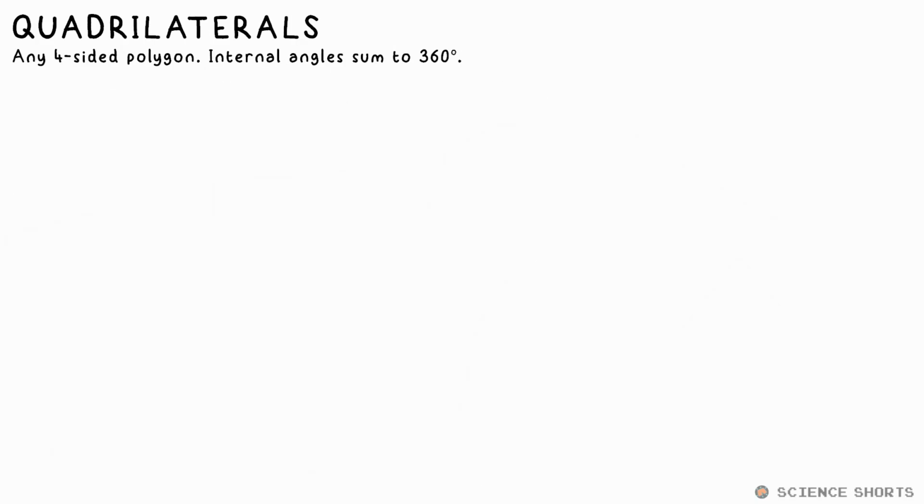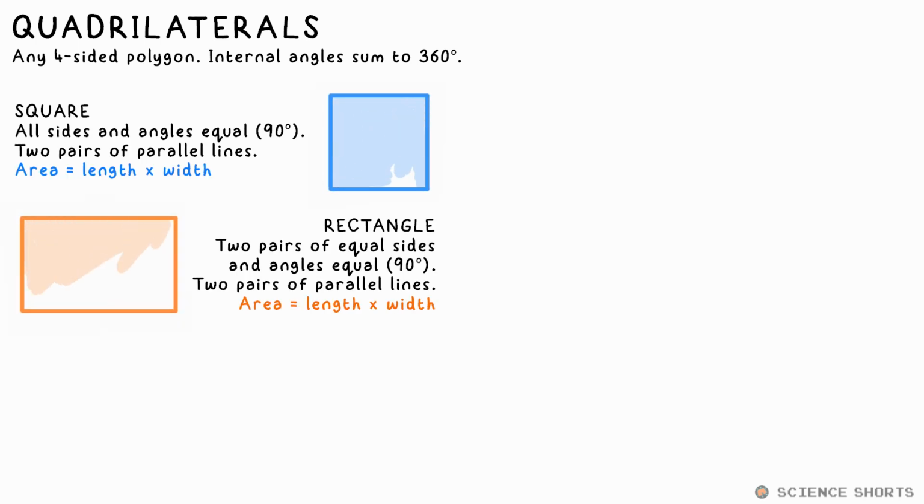Quadrilaterals are polygons with 4 sides. Quad 4, lateral side. Both squares and rectangles consist of 2 lots of parallel lines that are perpendicular to each other. As such, they have 4 right angles. The angles add up to 360 degrees, just like every quadrilateral. This is because they can be split into 2 triangles, like we've said, each containing 180 degrees. To calculate the area of a square or rectangle, just multiply 2 adjoining sides.